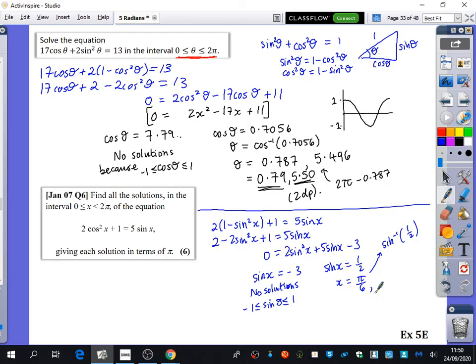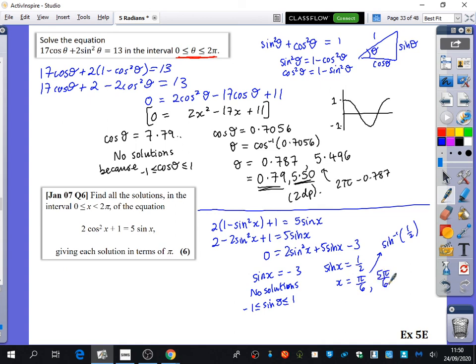How else do you find the next one for sine? No, before that. You do pi minus this. You used to do it as 180 minus this for sine, but we're going to do pi minus this. What's pi minus pi over 6? 5 over 6 pi. Good, 5 over 6 pi.